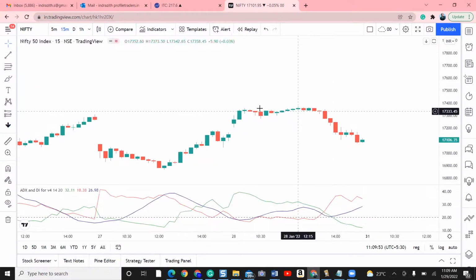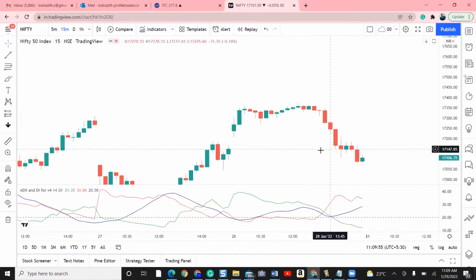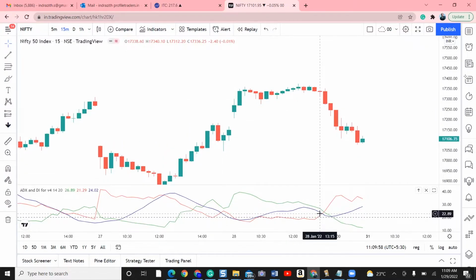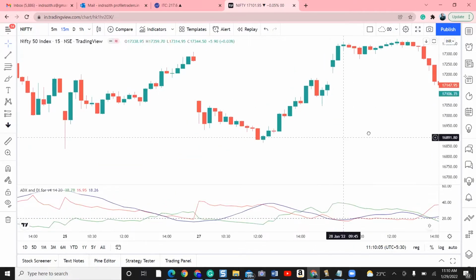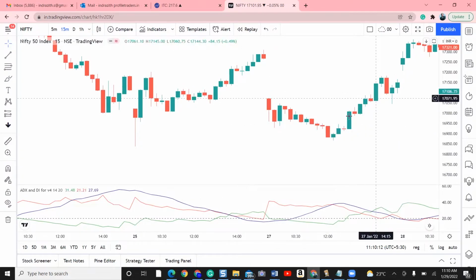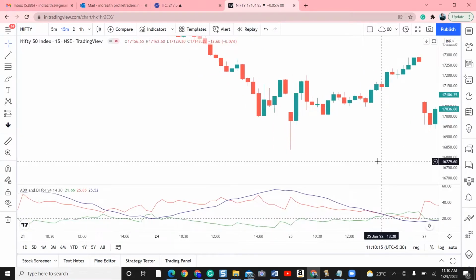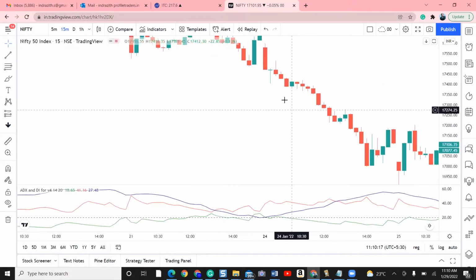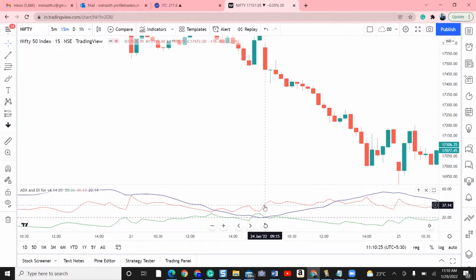So it is a kind of sideways to downtrend. ADX stayed above 20 and this red line came above the green line. So it indicates the strength of a bearish trend. From here again, it's kind of sideways. It's not very clear. You can see this example, this particular day. Okay, it's clearly a bearish trend. The ADX line stayed above 20 and the minus DI line stayed above the plus DI line.